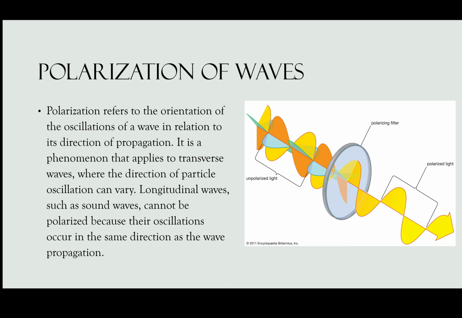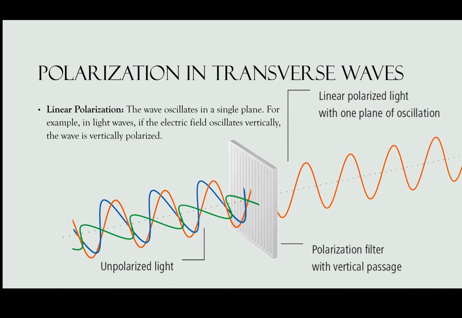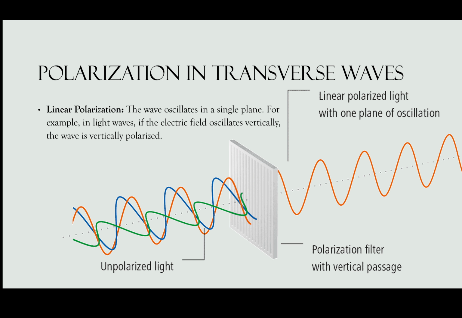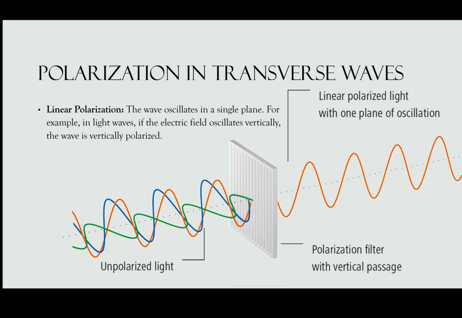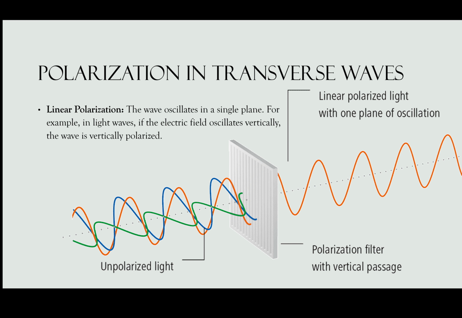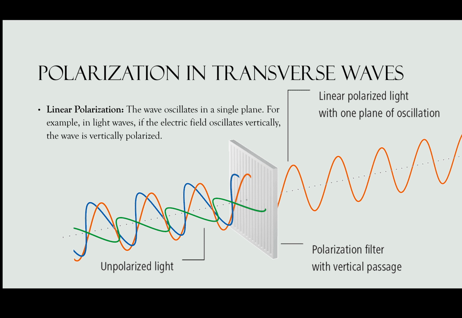Now, longitudinal waves such as sound waves cannot be polarized. Therefore, when we look at polarization, we're only looking at transverse waves. All right. So we have linear polarization where the wave oscillates in a single plane. For example, light waves in an electric field oscillate vertically. Right? So the wave that is produced is vertically polarized.